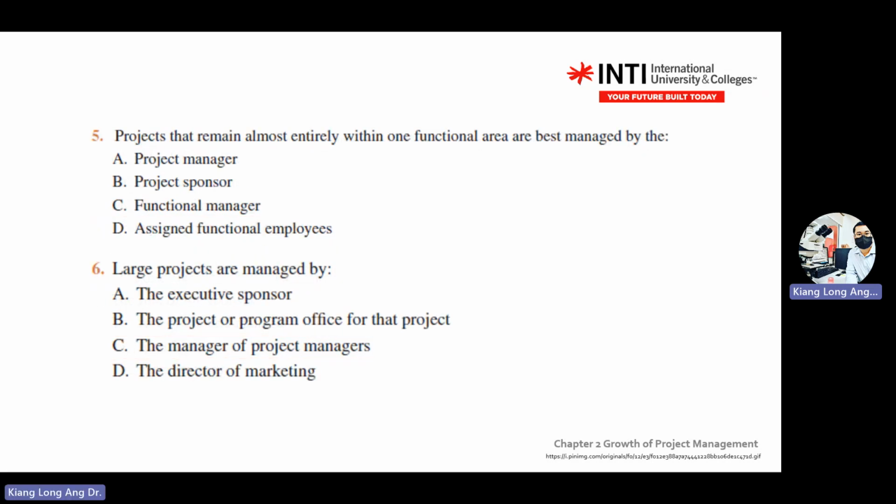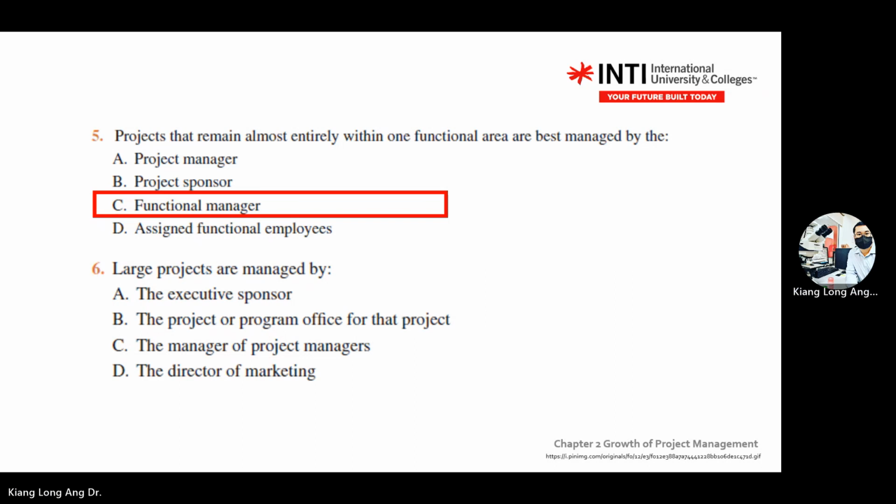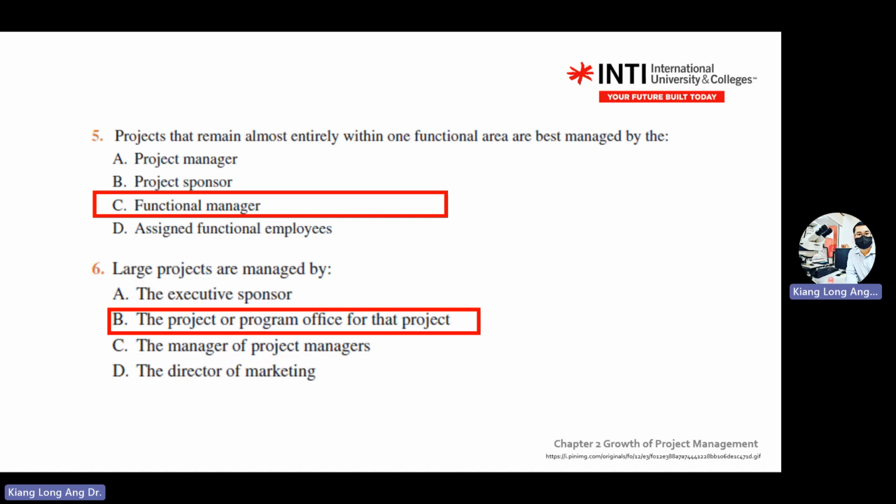So number 5, projects that remain almost entirely within one functional area are best managed by which one? A or C? Okay, function manager. Because the keyword already gives you function. So again, a good relationship between project manager and function manager is important. Okay, large projects are managed by which one? Okay, project and project office. This one, large projects.